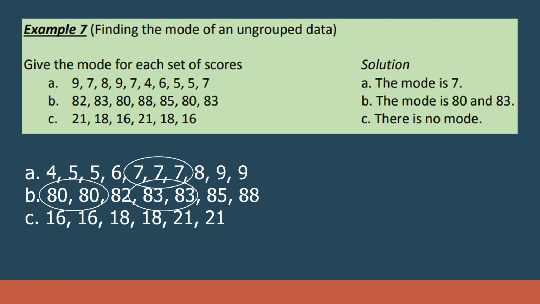Moving on to the next example, we have a data set of 21, 18, 16, 21, 18, and 16. Same as what we did in the previous example, we first arrange the data. So we get the set of 16, 16, 18, 18, 21, and 21. As we notice in this set of scores, the values appear the same number of times in the data set. So this is an example of no mode.